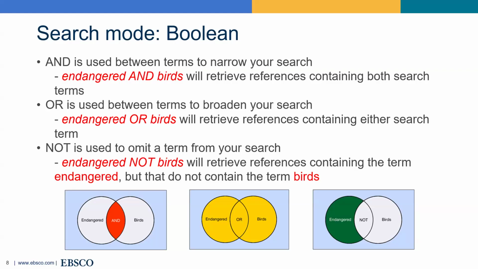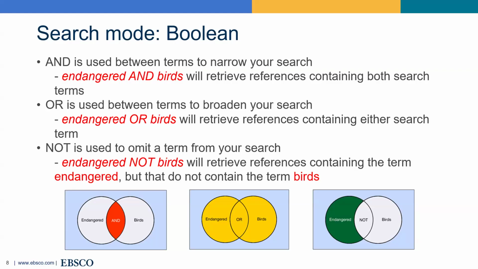The Boolean operator and is used between terms to narrow your search. For example, if I ask the Discovery Service or the database or whatever it is that I'm searching for articles about endangered and birds, I will only retrieve references that are about both of those things. I'm not going to retrieve general articles about birds that have nothing to do with endangered.